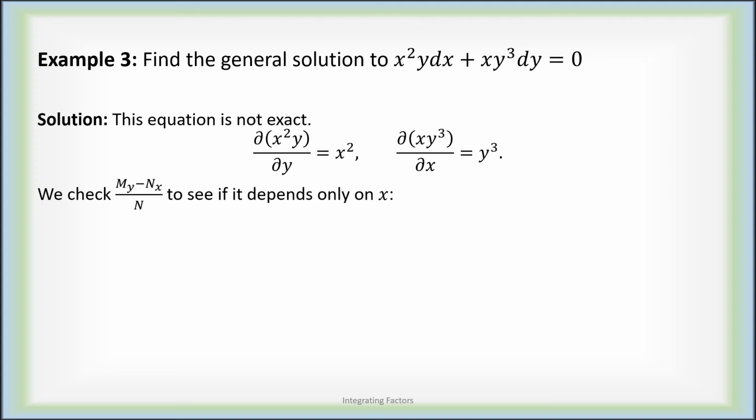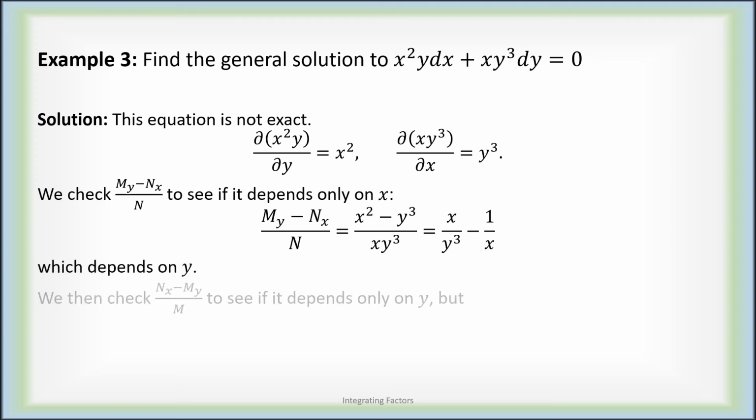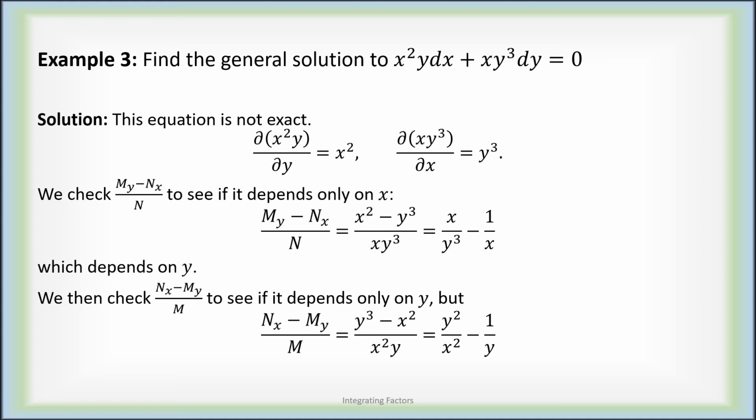So let's check if my minus nx over n depends only on x. Well, m sub y minus n sub x over n is x squared minus y cubed over x y cubed, which still has a y in it, so no luck there. Let's check nx minus my over m to see if it only depends on y, but unfortunately, no luck there either. nx minus my is going to be y cubed minus x squared. Divide by x squared y, and there's definitely still x's left. So neither of our things that we've tried has worked.